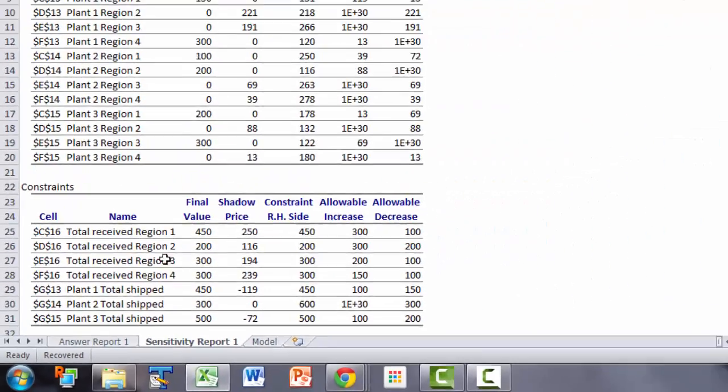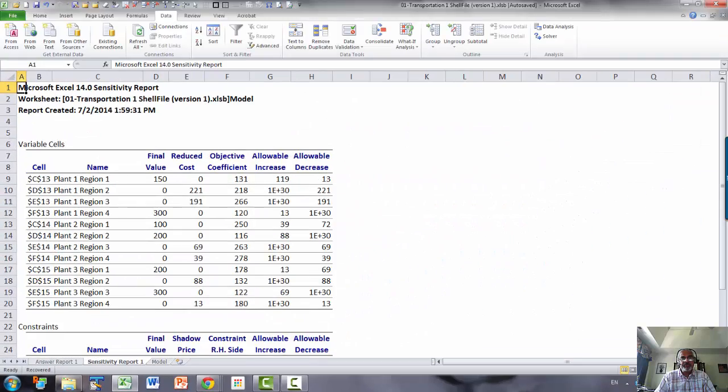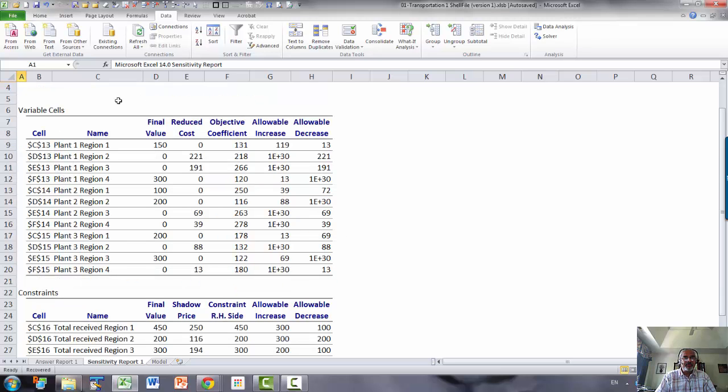And let's look at the sensitivity report. Remember, we discussed this way back in chapter 3. The first table gives you the sensitivity of the objective coefficients. So this is the cost of transportation from plants to the different regions, and how much increase and how much decrease is allowed from that value for the current optimum solution to be optimum, or the current shipping plan to remain as the best shipping plan.